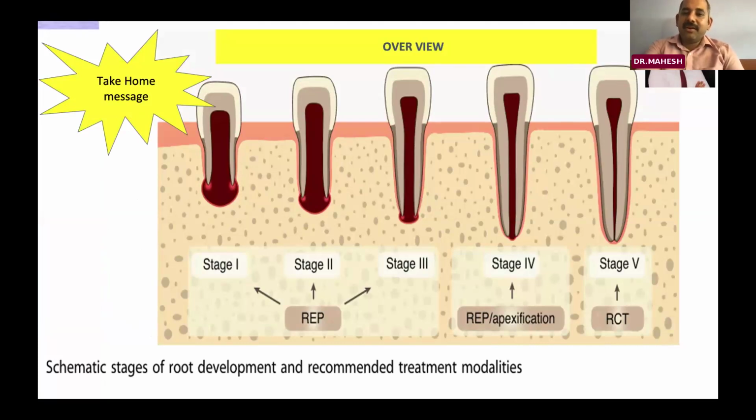Say a stage 4, the apex is almost closed. We have got a favorable crown-root ratio. The apex is very little open. Probably those cases, we can try either a revascularization procedure or an apexification. Whereas the stage 5 of Cvek says that the apex is completely closed. It is a completely fully formed tooth. So this is indicated for a conventional root canal treatment.